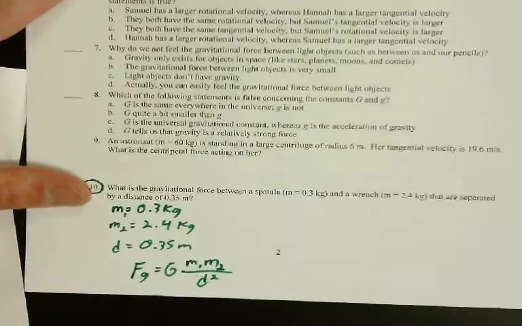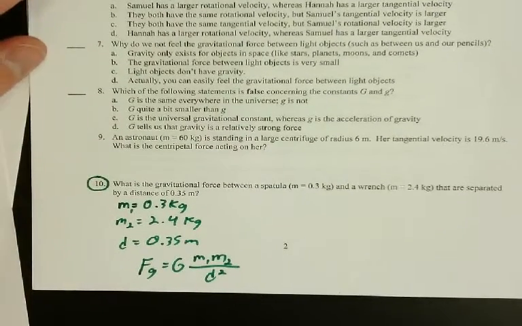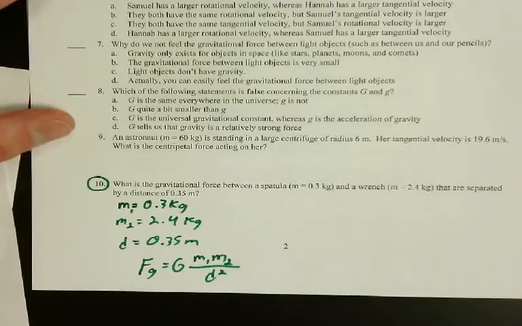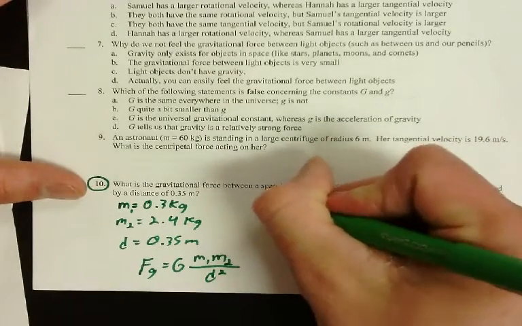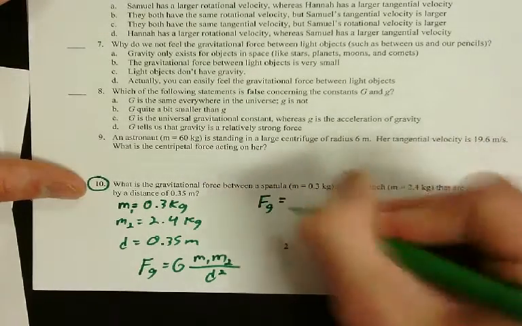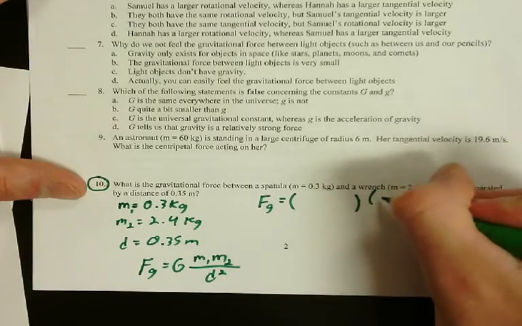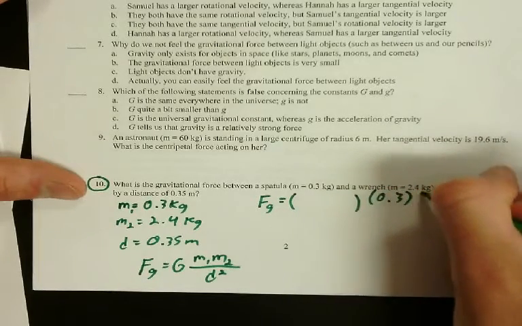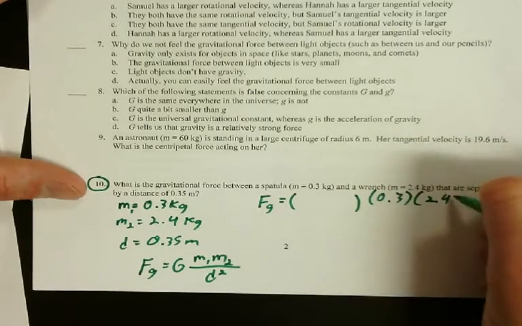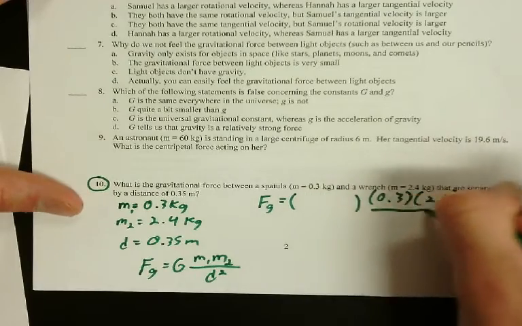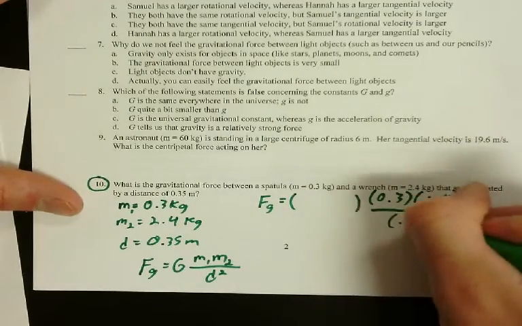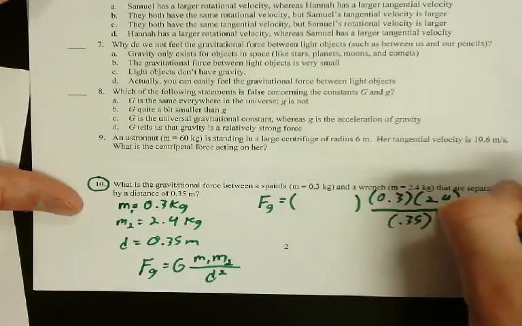There we go. All right. So now that I've got that written down, I'm ready to plug my numbers in. So Fg is what I'm solving for. What's the force of gravity? I'm going to come back to big G. M1 is 0.3. M2 is 2.4. And then the distance between them squared. So the distance is 0.35 squared.